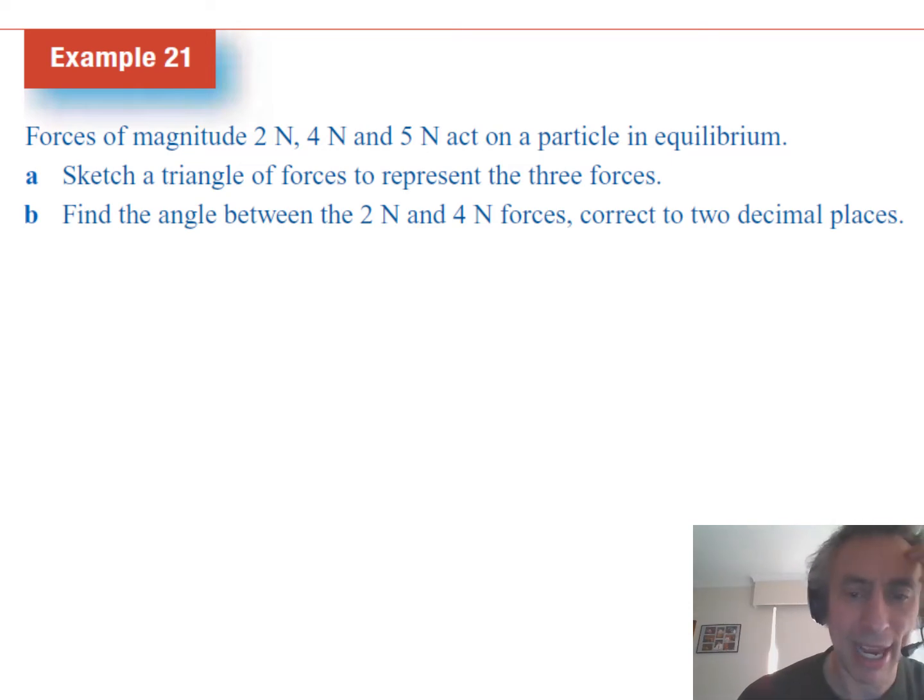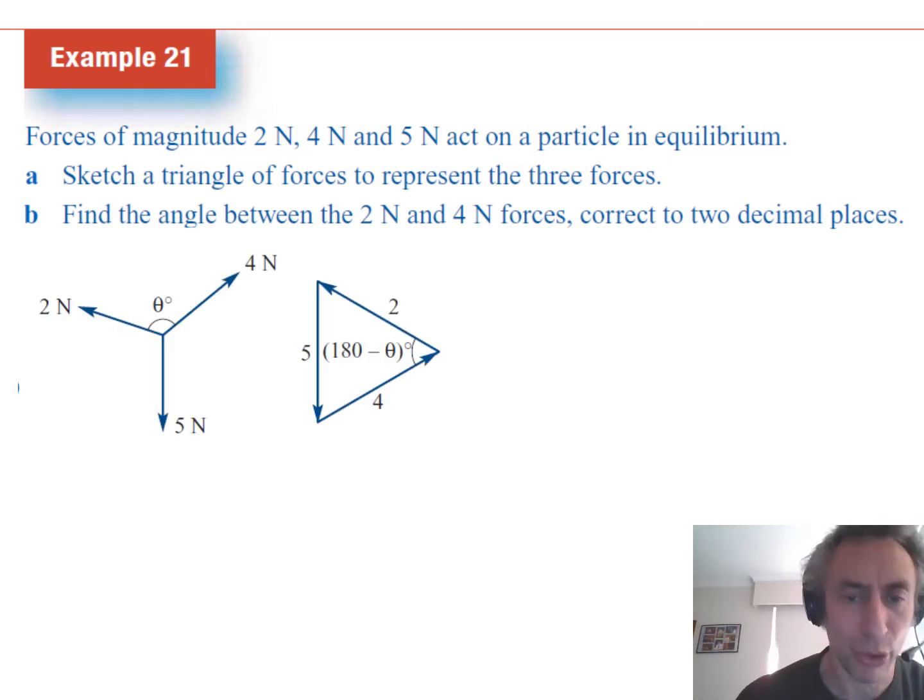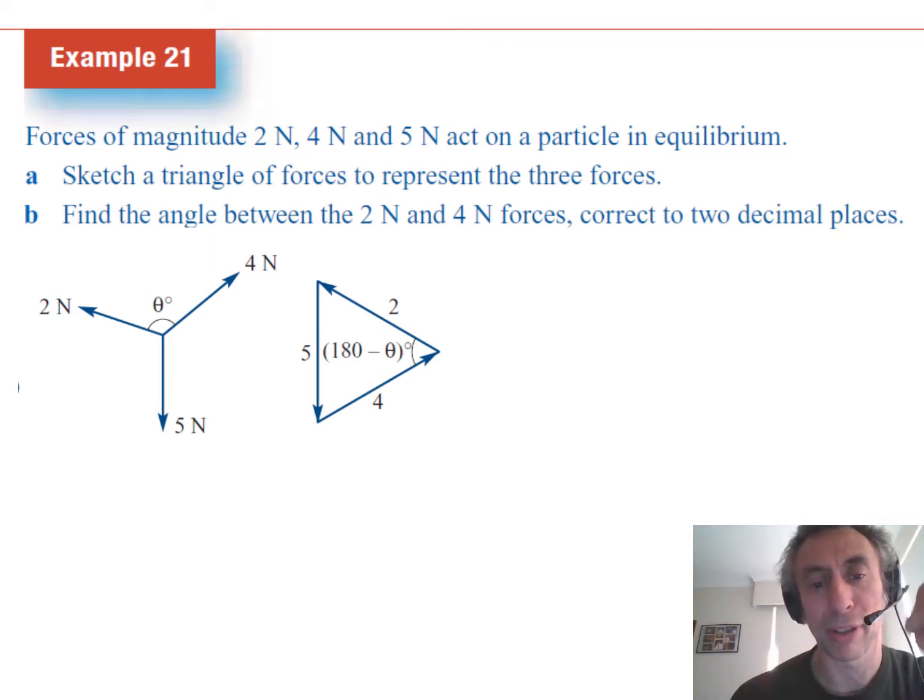Okay, you're back and you're ready to review the solution. First step is draw the diagram. In fact, that was part A. There it is. There's the force diagram. And what we're doing is labeling theta as the angle that we need to determine. Okay, we convert it from a force diagram to a closed triangle of forces, and of course it's always going to be 180 minus that angle.